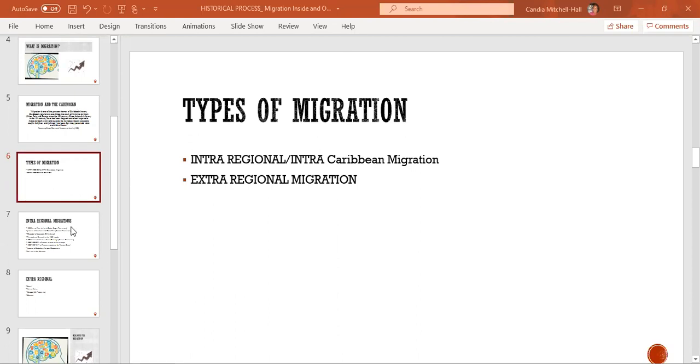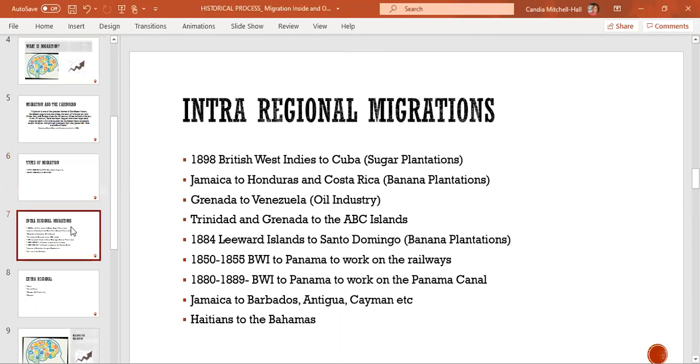And so, for inter-regional migration, we have quite a lot of examples from as early as 1898 after Cuba gained their independence from the Spanish. They had a void on the sugar plantation there. And so a lot of people from the British West Indies, places like Jamaica and Trinidad, is that the internet have issue? Actually, ladies, you just heard what I just said? No, sir, you cut out. Yes, sir, you cut off.